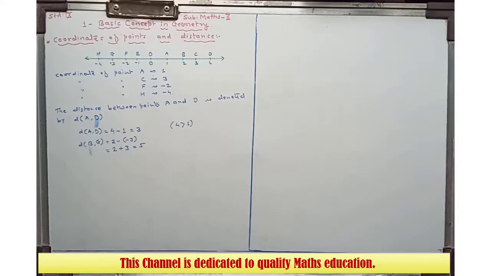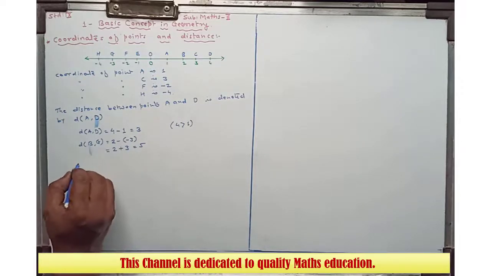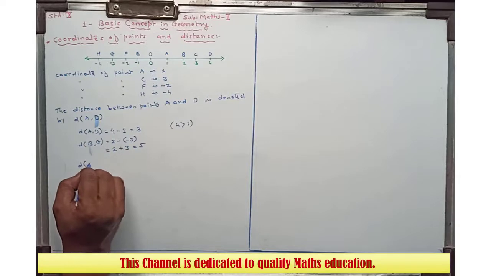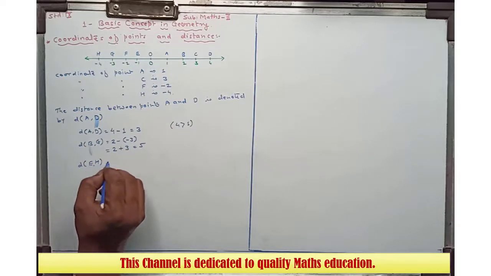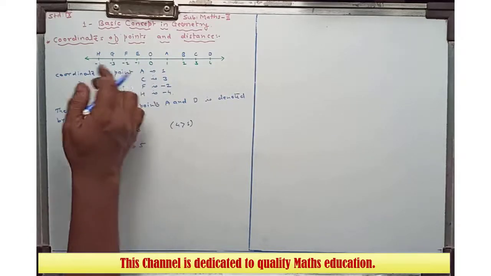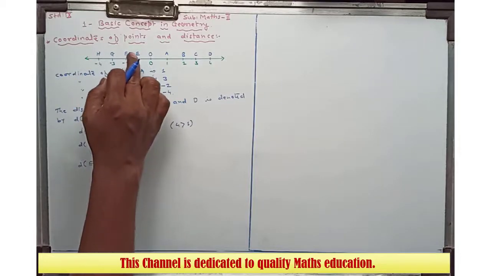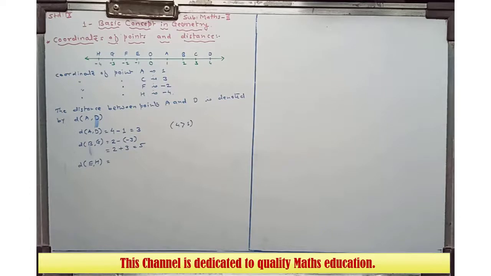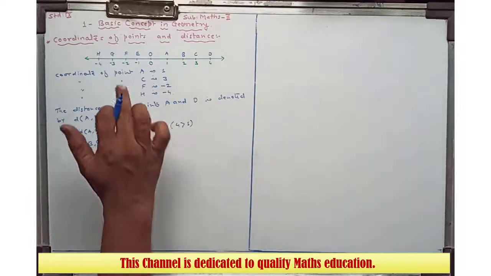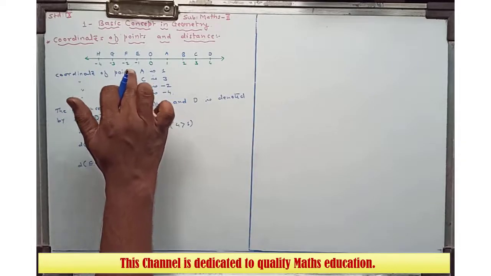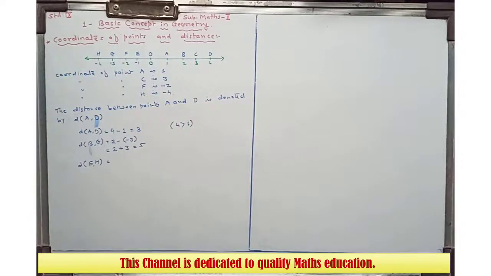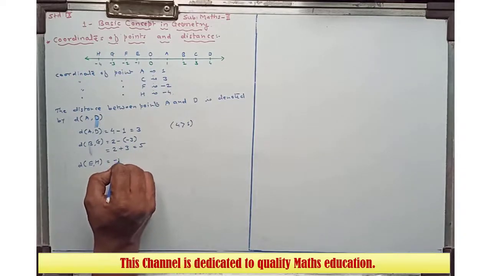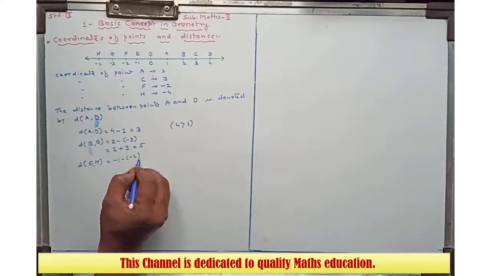In this way we have to find the distance between 2 points. Now we have to find the distance of EH. The coordinate of E is -1 and the coordinate of H is -4. On the number line, the right side coordinate is always greater. Remember this. Here -1 is on the right side of -4, so -1 is greater. So we take -1 minus -4.